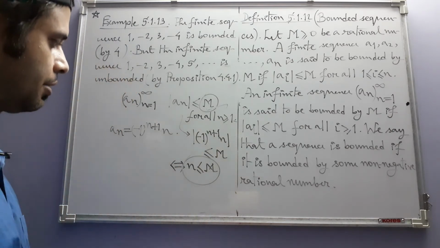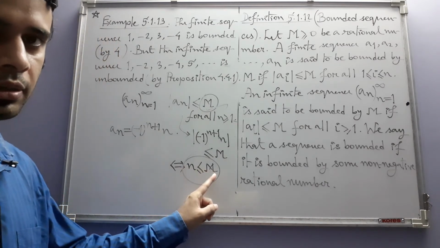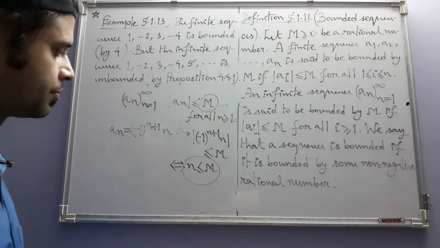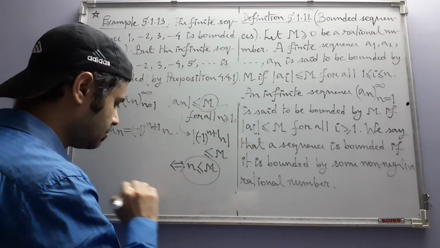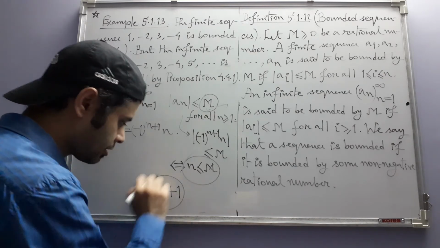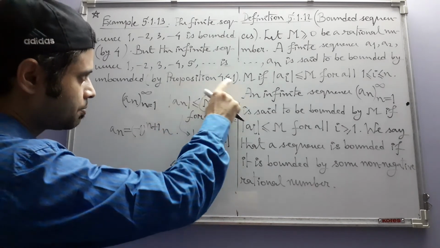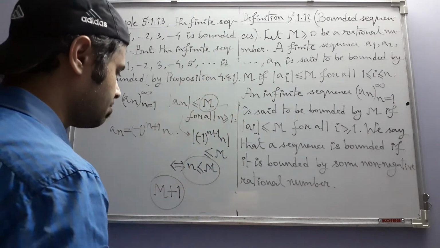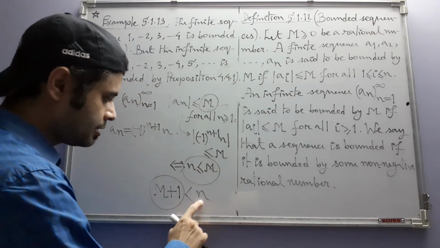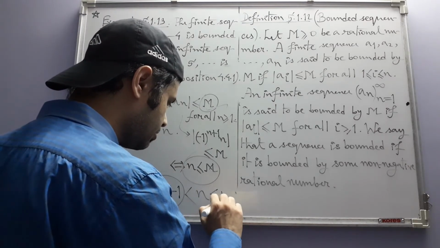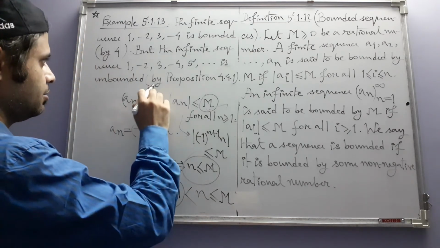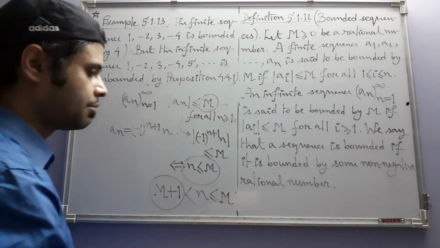This tells us that all the positive integers are bounded above by a rational number. But you can see that if you consider this rational number m plus 1, then according to proposition 441, we can find a positive integer n that is greater than m plus 1. But at the same time this n should be less than or equal to m, so that means m plus 1 is less than m, which is clearly false. So that's why this sequence cannot be bounded, it is unbounded.